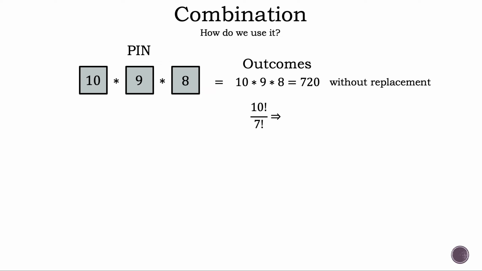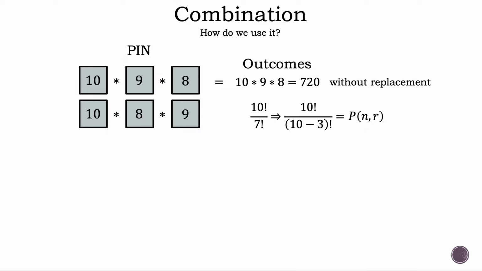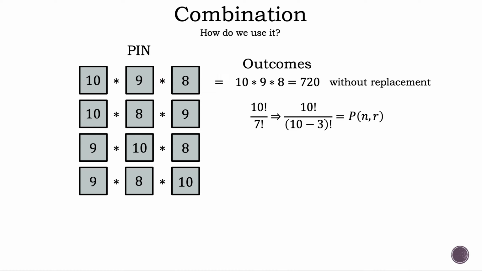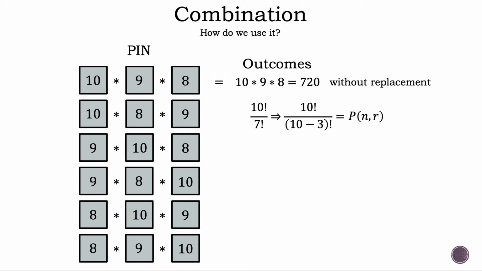Using factorials, we can say this is 10 factorial over 7 factorial, which is the same as 10 factorial all over the quantity of 10 minus 3 factorial, and that is the formula for n permutations of r. Now, what happens if we move these options around? We could have 10 times 8 times 9, 9 times 10 times 8, 9 times 8 times 10, 8 times 10 times 9, and finally 8 times 9 times 10. So we have 6 or 3 factorial outcomes for this set.